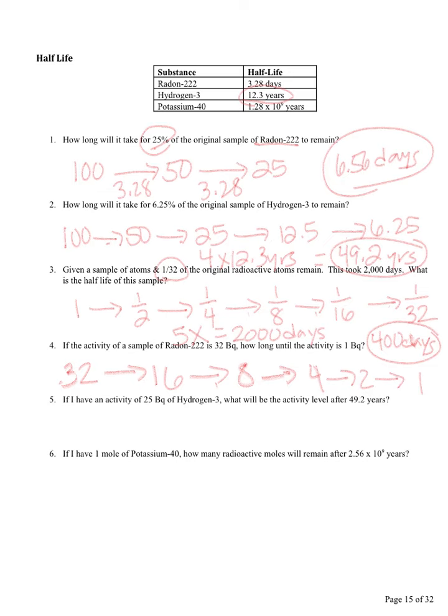I look at radon 222, which has a half-life of 3.28 days. So 3.28 times 5, because there are 5 half-lives. And I'm going to end up with 16.4, I believe, 16.4 days.